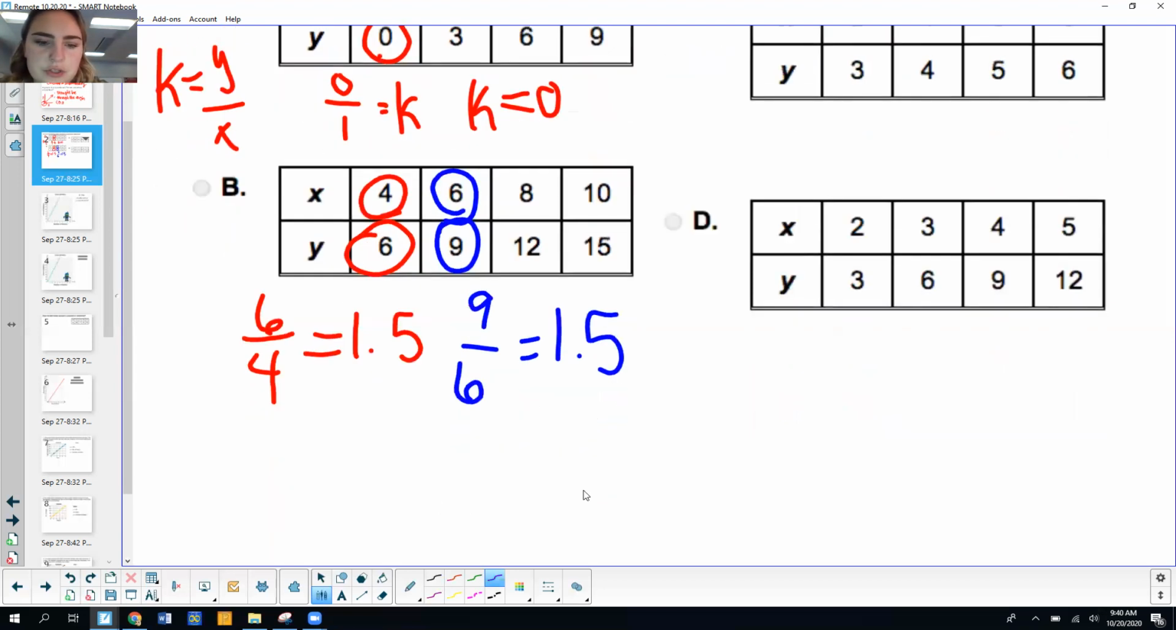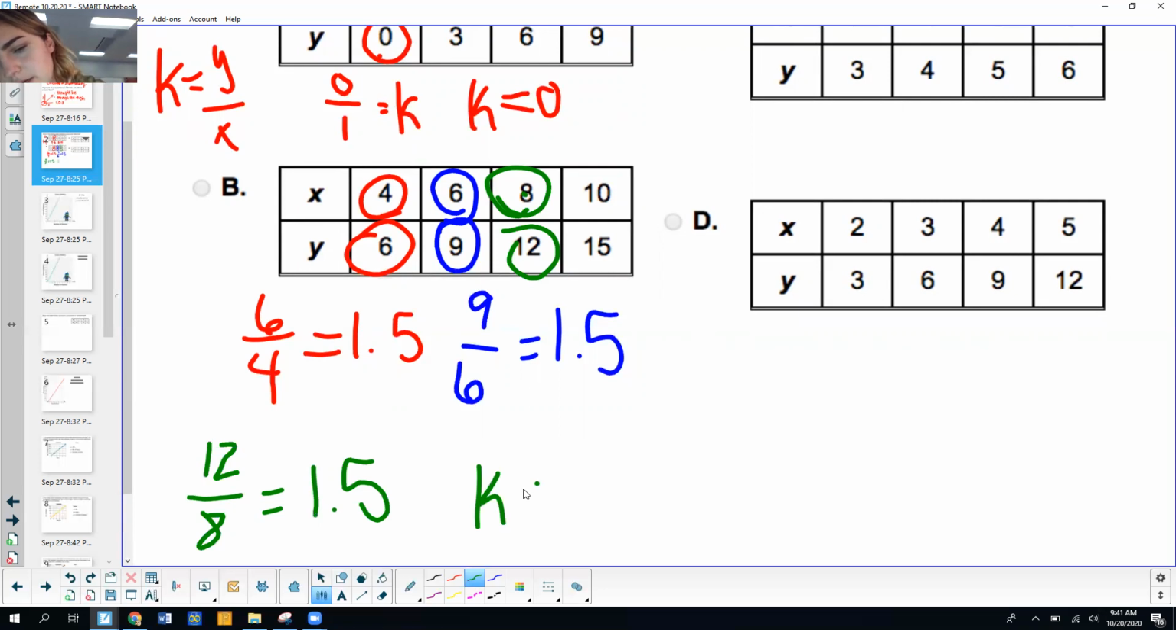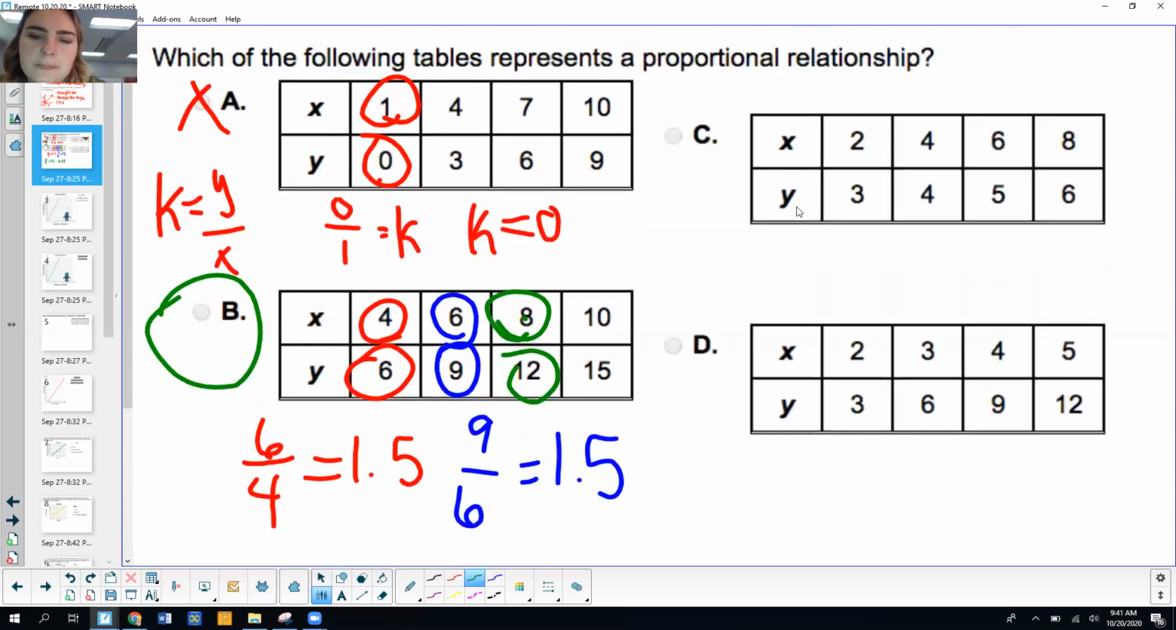Just to double check, I'm going to do one more point. So I'm going to do 12 divided by 8. 12 divided by 8 equals 1.5. So our constant of proportionality here is 1.5, and that checks out for all of these. So B is a proportional relationship.